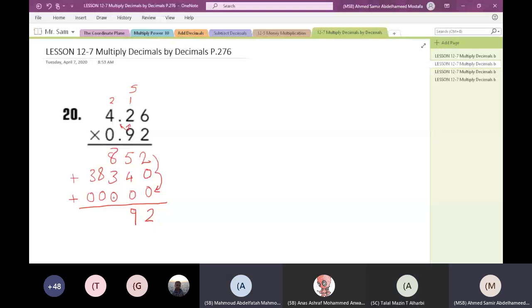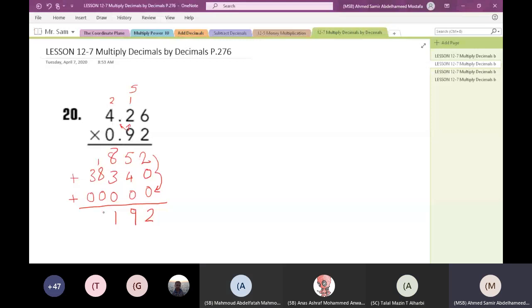Mahmoud, continue, eight plus, please. Eight plus three is 11, and one up. Eight times zero is zero. It's not times, it's plus. Yes, plus. And you forgot something else. Anas, please repeat. Three plus zero equals three. Okay, we have nine here, and we have three here.